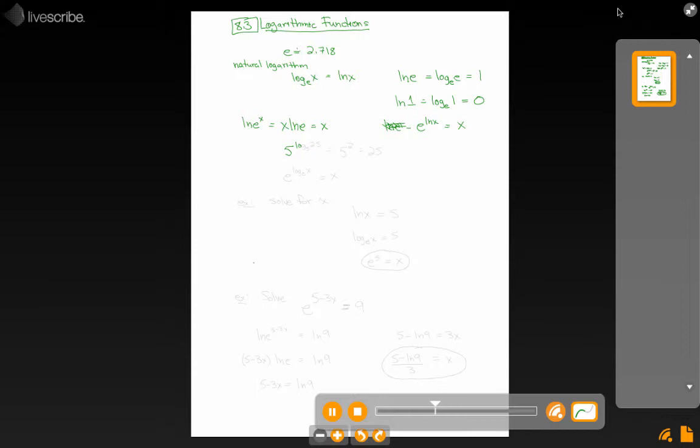5 to the log base 5 of 25. If I first asked you what's log base 5 of 25, hopefully you would say 2, because you're saying 5 to the something equals 25. The answer to that is 2. So then I'm saying, what's 5 to the 2? Well, you kind of already answered that question. You've just been asked to do the operation forwards and then backwards.